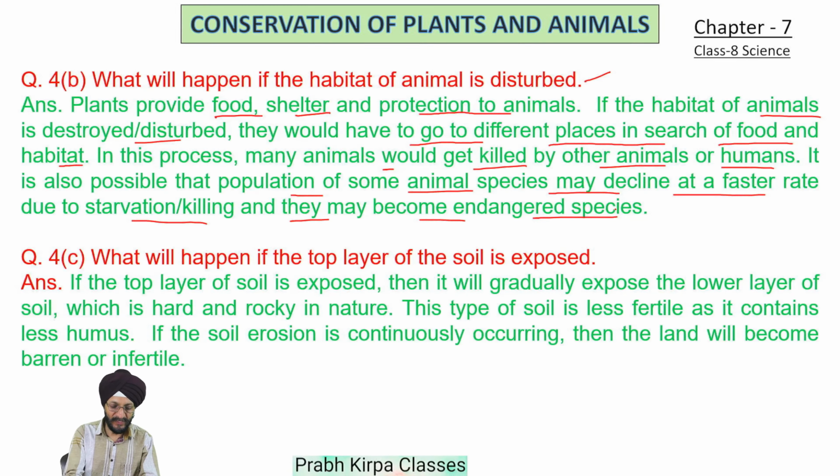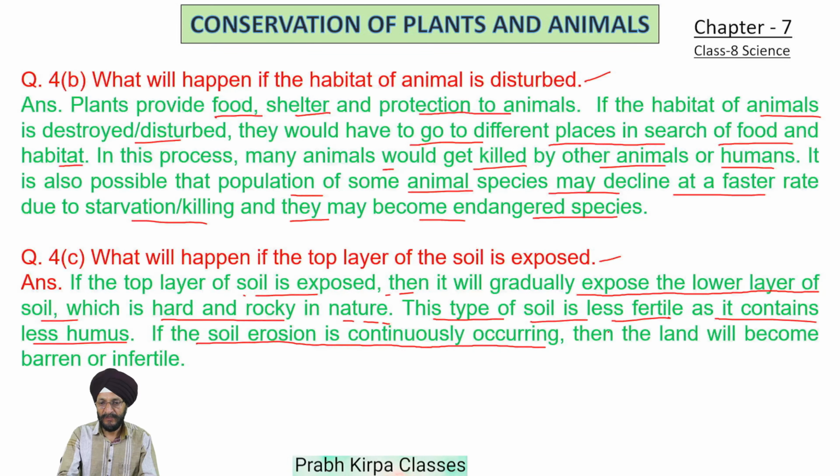Next, question 4c. What will happen if the top layer of the soil is exposed? If the top layer of the soil is exposed, then it will gradually expose the lower layer of the soil, which is hard and rocky in nature. This lower layer of the soil is less fertile as it contains less humus. If soil erosion is continuously occurring, then the land will become barren or infertile.